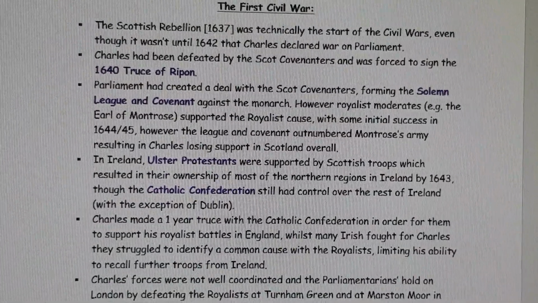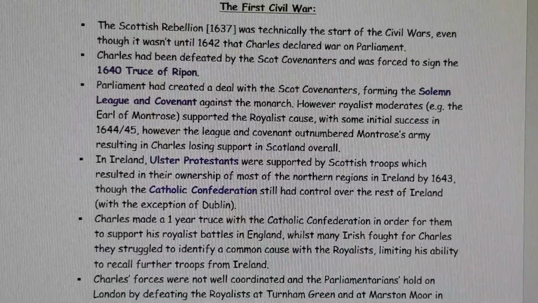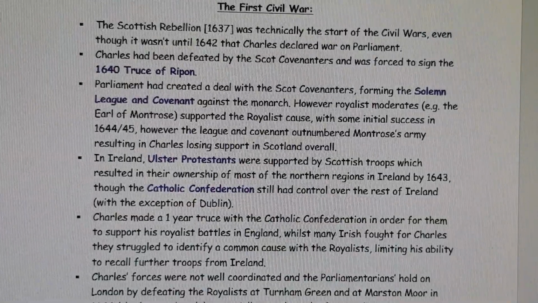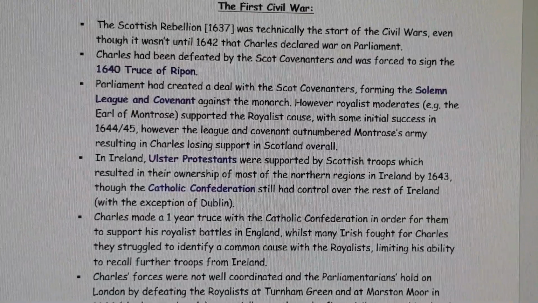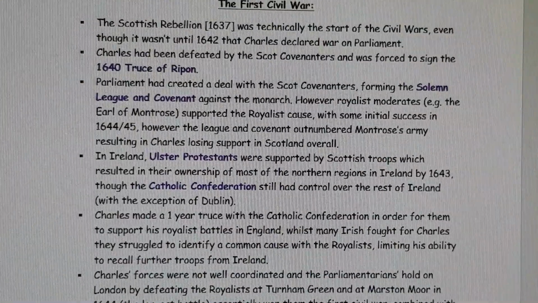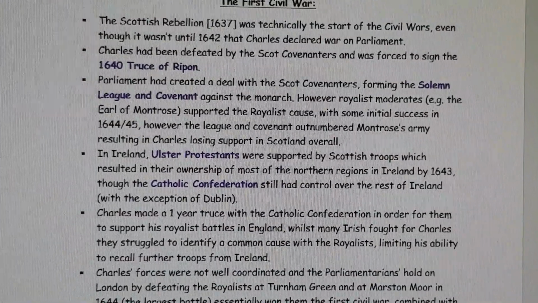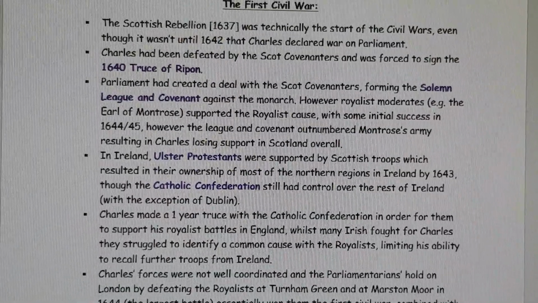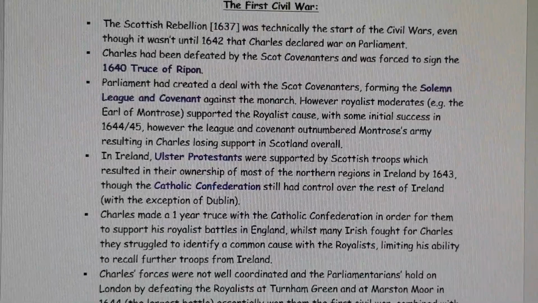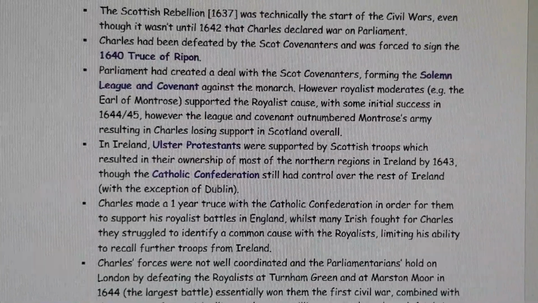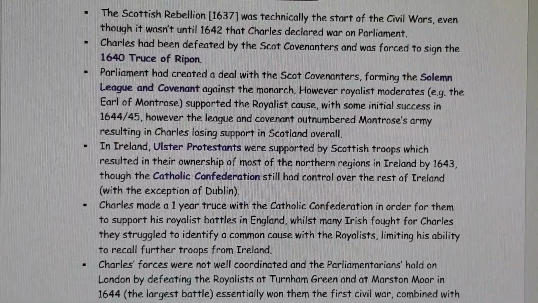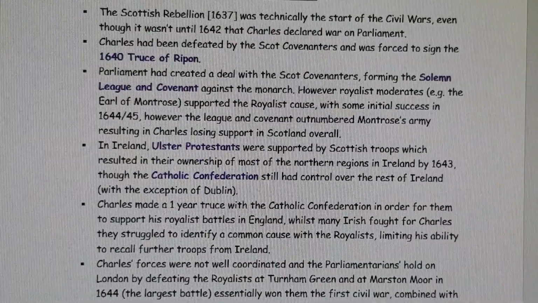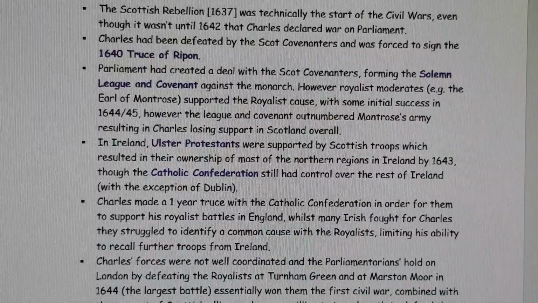Elsewhere in Ireland, Ulster Protestants were supported by Scottish troops, which resulted in their ownership of most of the northern regions in Ireland by 1643, though the Catholic Confederation still had control over the rest of Ireland, with the exception of Dublin. So Ireland could have swayed either way at this point. Yes, there's more Protestant presence coming within Ireland, but actually the vast majority of it is still controlled by the Catholic Confederation. Now, Charles made a one-year truce with the Catholic Confederation in order for them to support his royalist vassals in England. Whilst many Irish fought for Charles, they struggled to identify a common cause with the royalists, and this then limited his ability to recall further troops from Ireland.